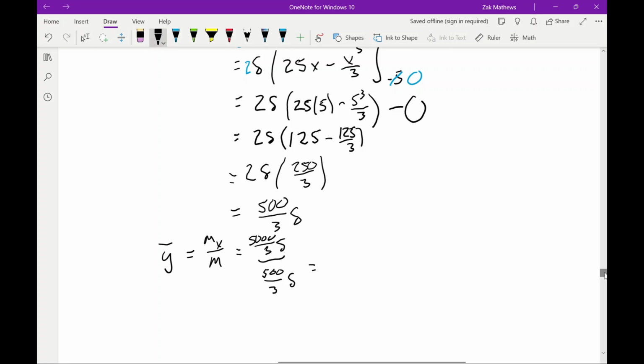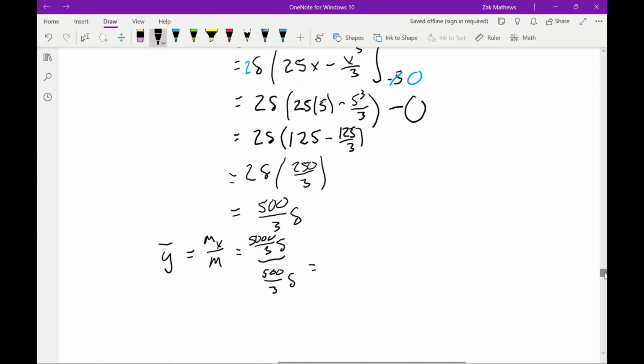So we can cancel out the 3 in deltas easy enough, and 500 goes into 5,000 10 times. So our center of mass will be equal to the point x bar, y bar. X bar was 0, y bar we've just found to be 10. And there would be our center of mass.